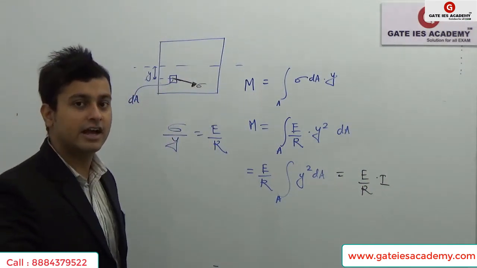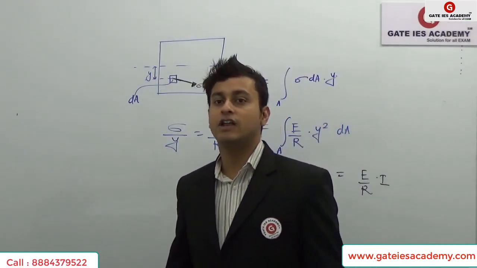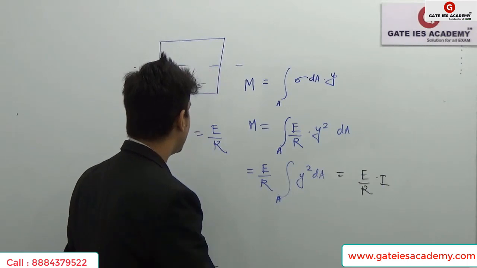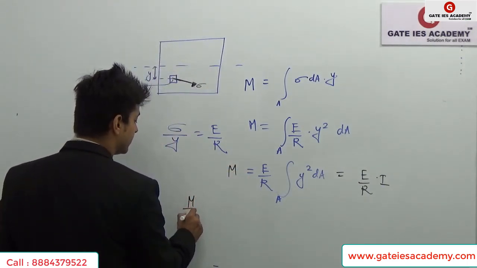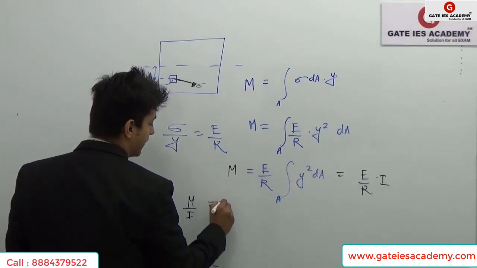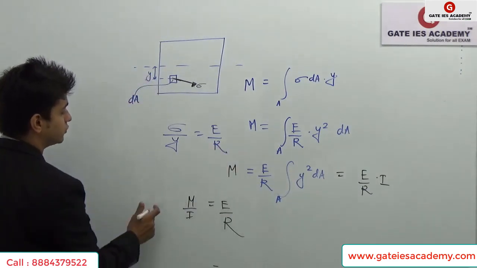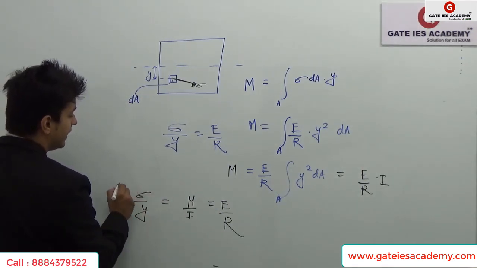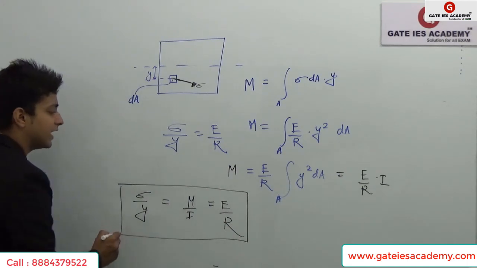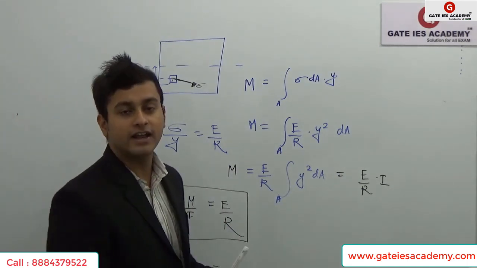For a simple rectangular cross-sectional area, it will be BD cubed by 12. You very well know that. So now what I got is M by I is equal to E by R. And before I had E by R equal to sigma by y. So sigma by y is equal to M by I is equal to E upon R. This is how you derive this particular equation. This you won't get in a lot of books.